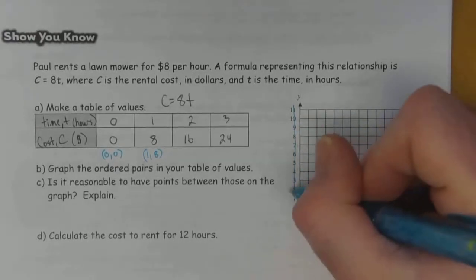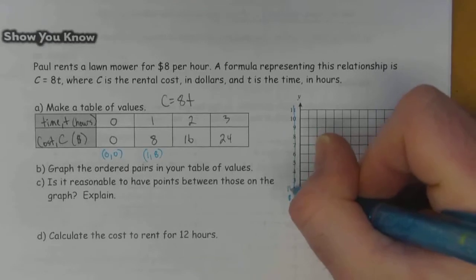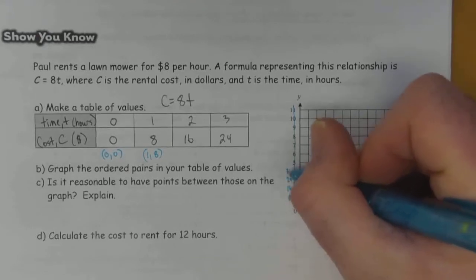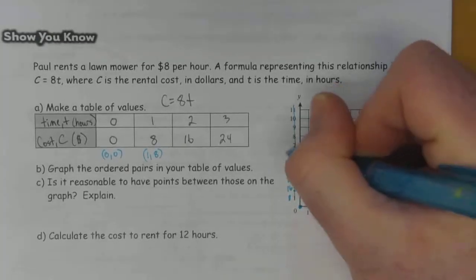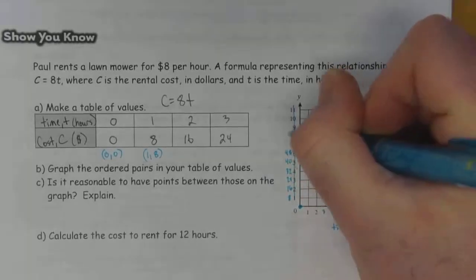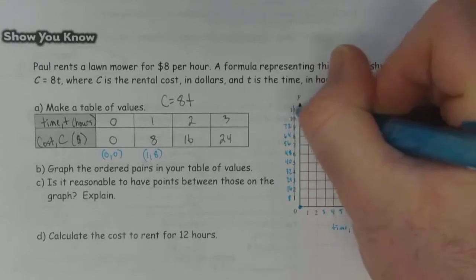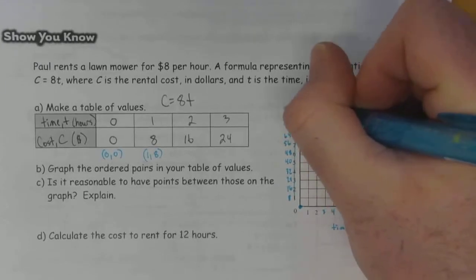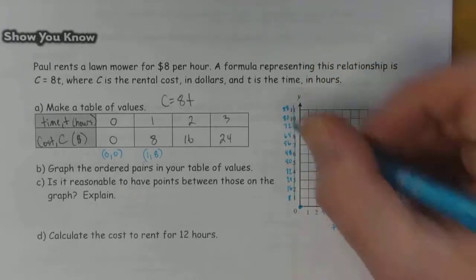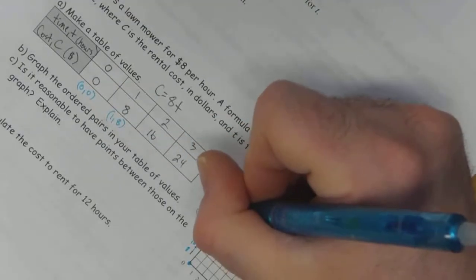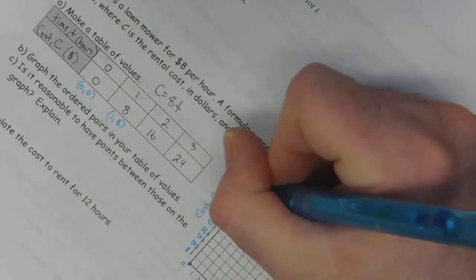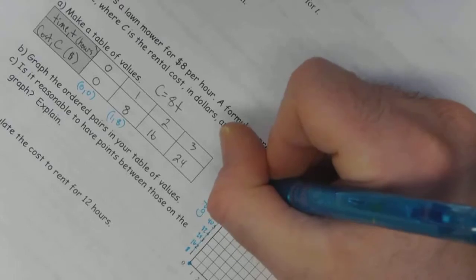And then my cost, I'm going to go with 8, 16, 24, 32. I'm going to count up by 8s all the way up until I run out of space, which is going to be 88 for the top number. And this is my cost, C, and that's in dollars.